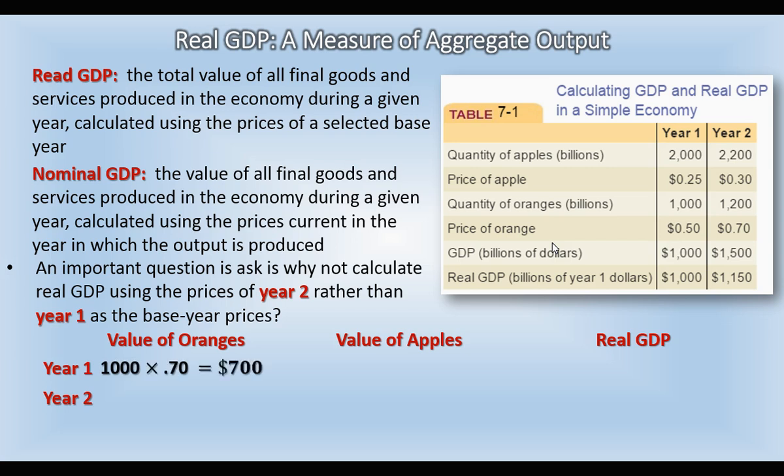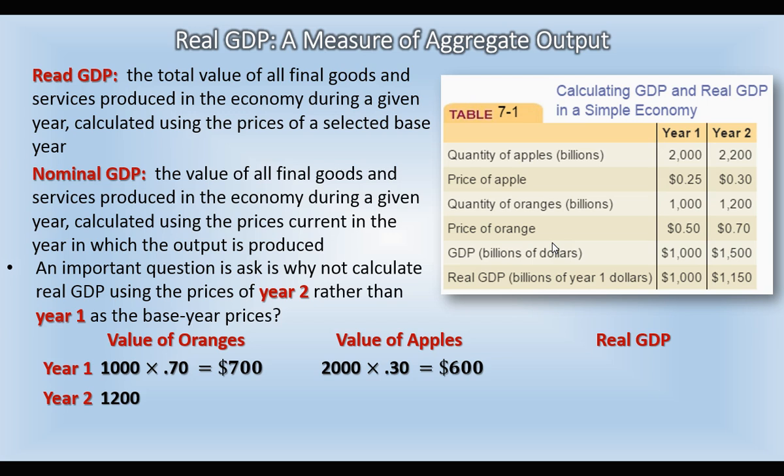So if we were to do that, we would get 1,000 oranges, of course, in the first year, but using year 2 prices, we would get a value of $700. Apples, we have 2,000 apples produced the first year times the price in the second year. That's going to get us to $600. So real GDP, we'll calculate in a second, to be 1,300.